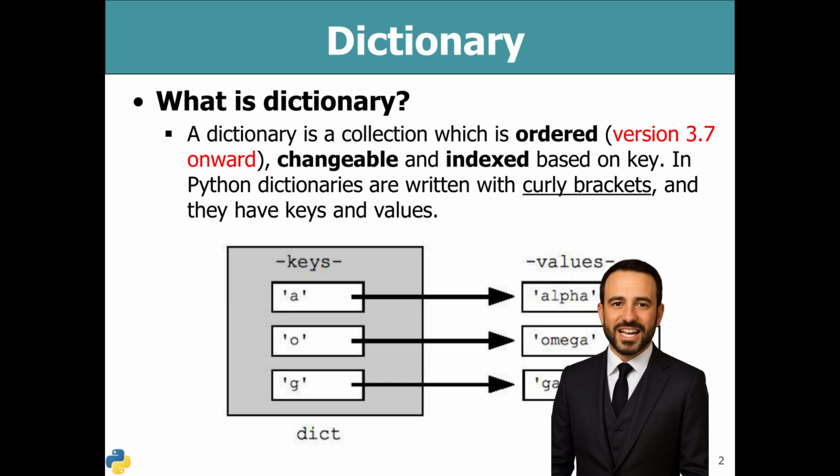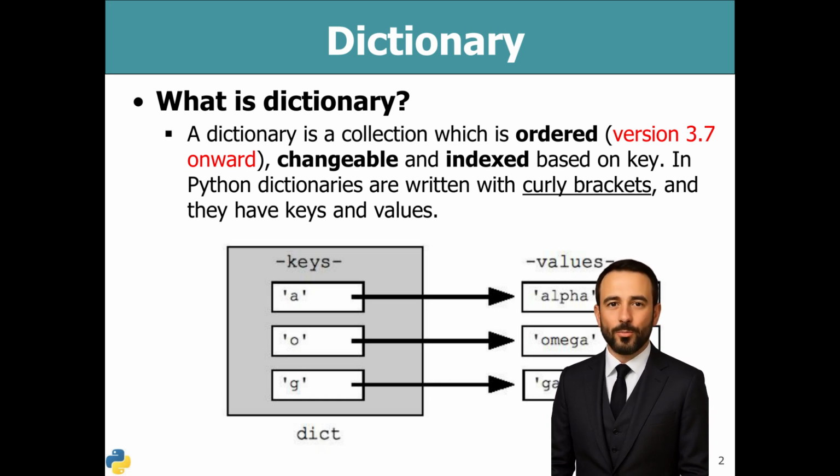What exactly is a dictionary in Python? At its core, it's a versatile collection that is ordered, meaning elements maintain their insertion order, a significant enhancement introduced from Python version 3.7 onwards. Furthermore, dictionaries are changeable, allowing for modification of their contents after creation, and they are uniquely indexed based on keys, providing a powerful way to access and organize data.